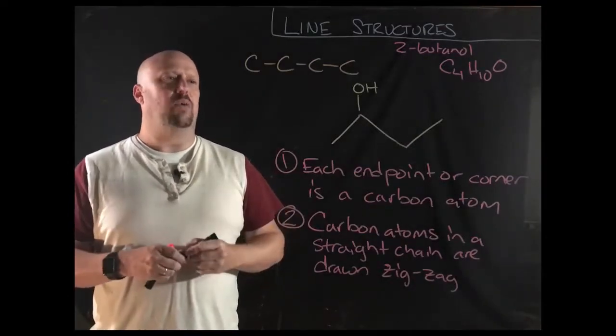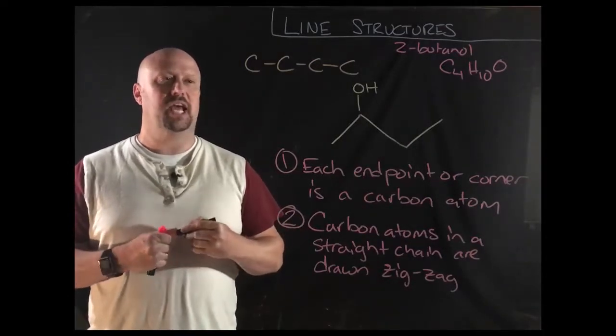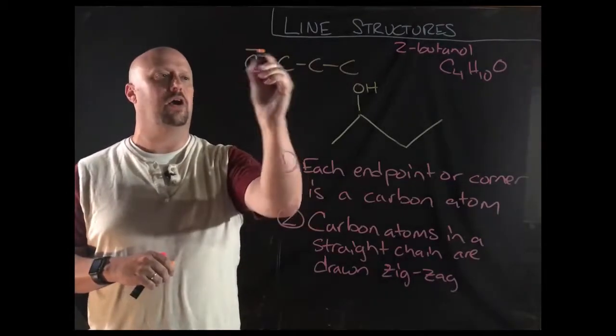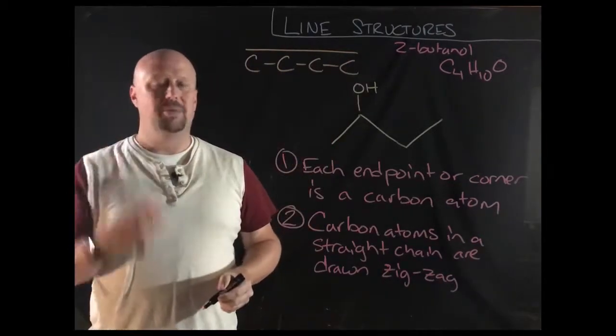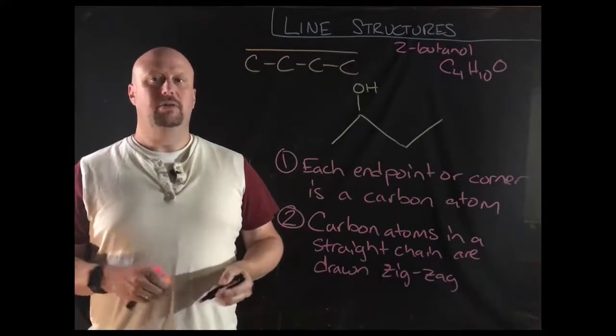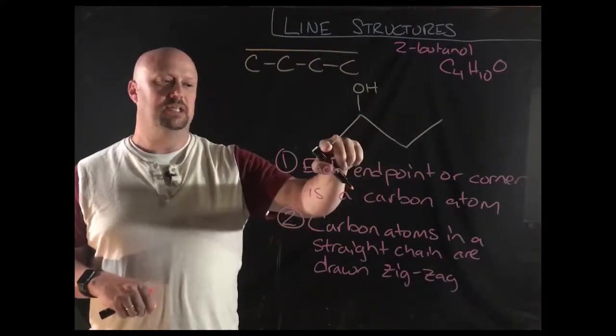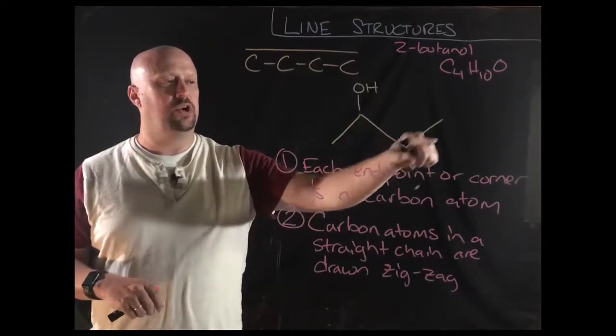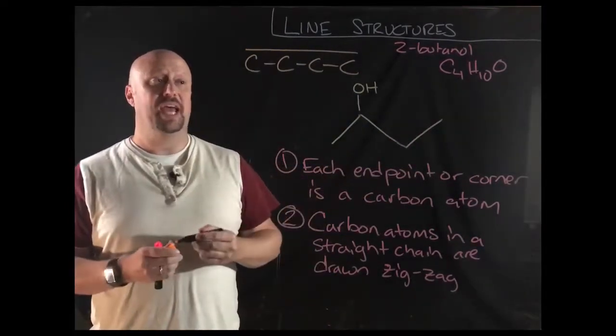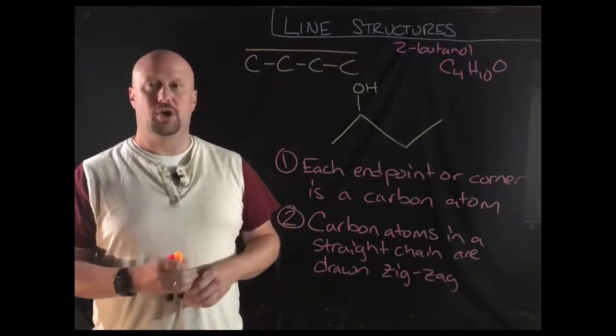Why do we have to do that? Well, because if I didn't zigzag them, if I just said you have to draw a line through where they are, okay, great, there's my line. How many carbons are there? I don't know. How do I differentiate between the carbons? Well, that's why we draw them in zigzags, because then we get endpoints and corners that allow us to know that that's exactly where the carbon atoms are.